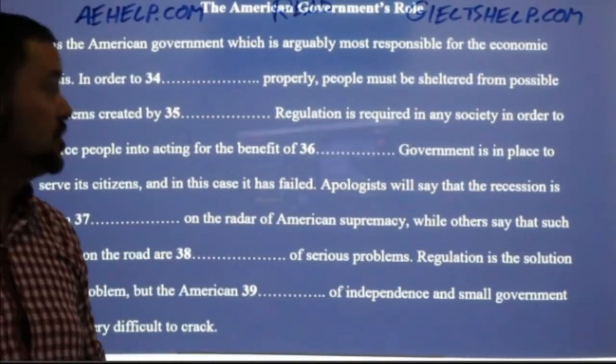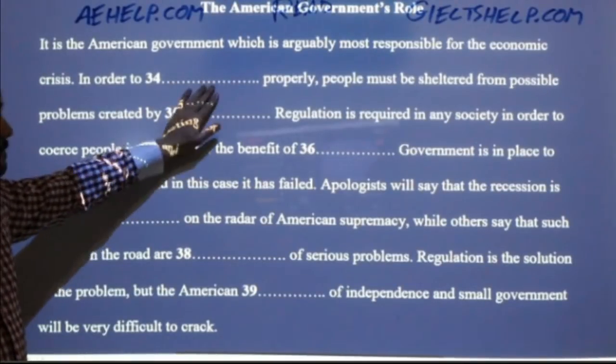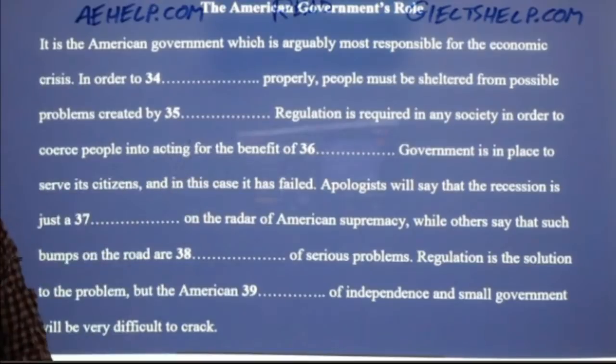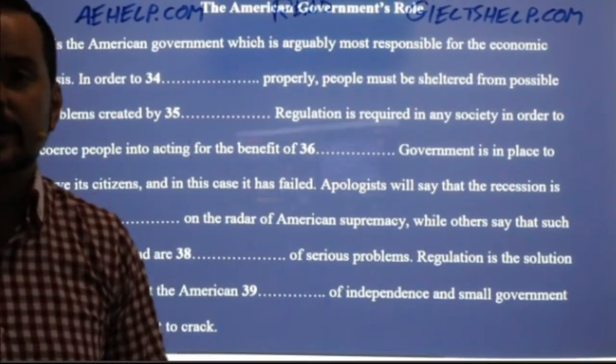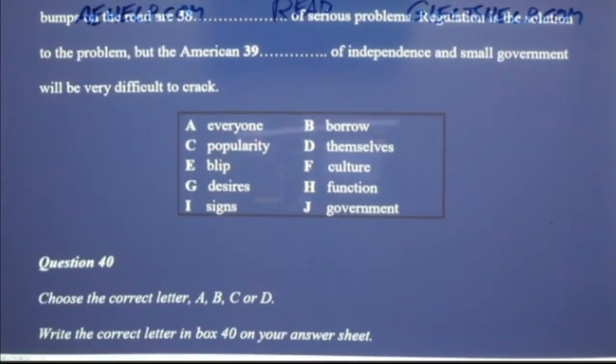Moria says "function properly." Yeah, I think function or work properly, something like that. Absolutely. Let's see if there's a word like that in there. Is function in there? Yeah, so in order to function properly, I would agree. Work and function are kind of synonyms. You won't see both in the choices.